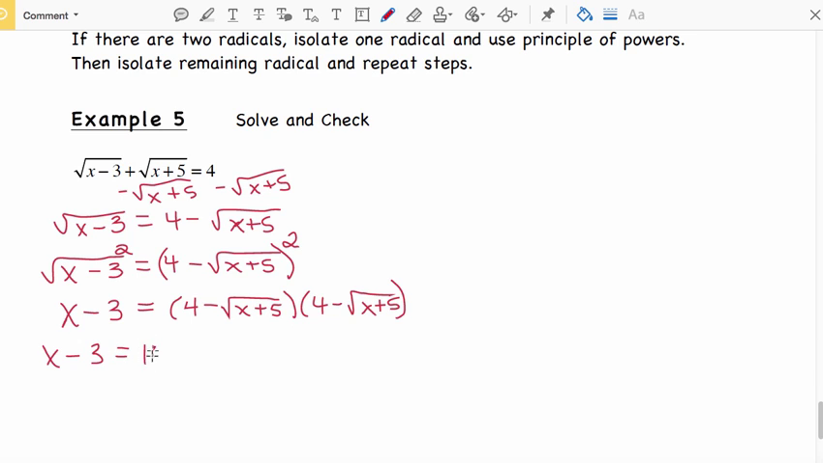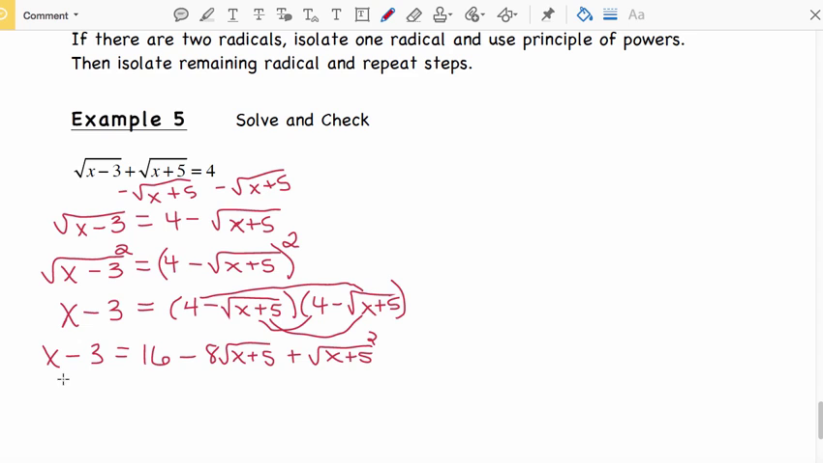4 times 4 is 16. Then when I multiply my outer terms, I'm going to get negative 4 root x plus 5. When I multiply my inner terms, I'm also going to get negative 4 root x plus 5. And when those like radicals combine together, you get negative 8 root x plus 5. And then when I multiply my last term in my FOILing, I get plus root x plus 5 squared.